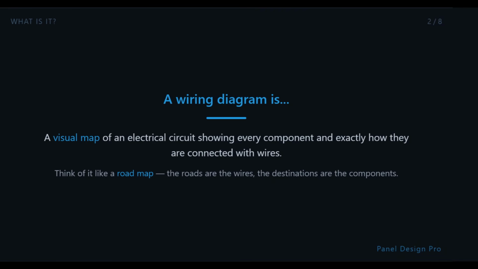Before we start reading one, let's make sure we understand what a wiring diagram actually is. A wiring diagram is a visual map of an electrical circuit. It shows every component in the circuit and exactly how they are connected together with wires. Think of it like a road map. The roads are the wires, the destinations are the components. And just like a road map, once you learn how to read it, you can navigate anywhere.